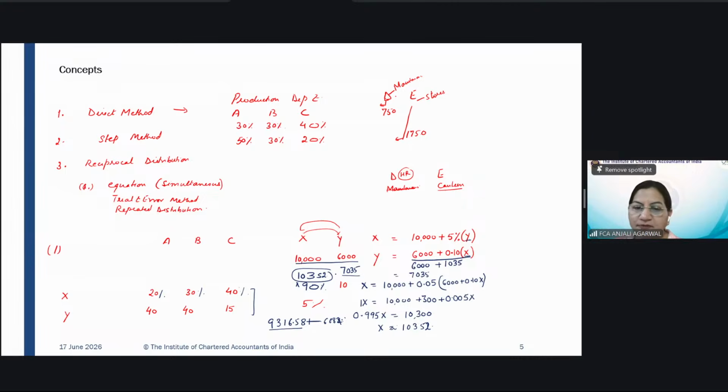16,000 is to be distributed, remember, not 17,387. So when you have arrived at the value of X, 10,352, 20% of this will go to A, 30% goes to B, and 40% goes to C. Or you can first calculate 90% of 10,352, that is 9,316, that you can distribute amongst A, B, C in the ratio of 2 is to 3 is to 4. So this is your first method, which is the simultaneous equation method.